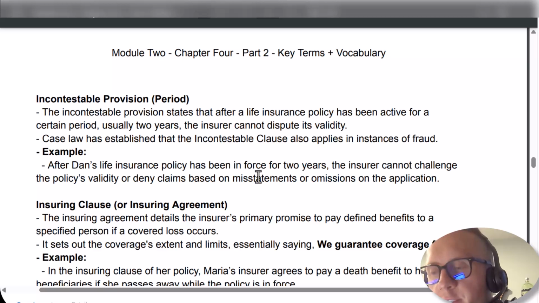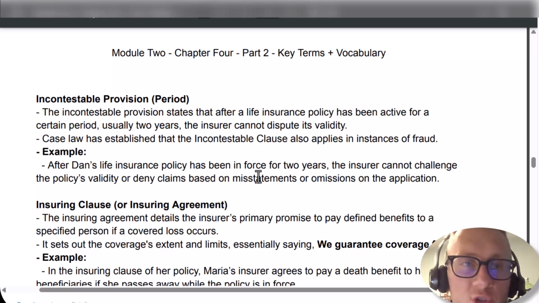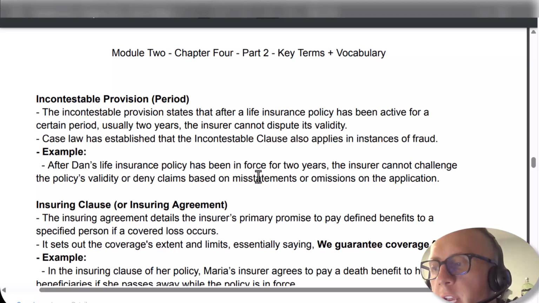Incontestable provision, or the incontestable period. The incontestable provision or period states that after a life insurance policy has been active for a certain period, usually 2 years, the insurer cannot dispute its validity. Case law has established that the incontestable clause also applies in instances of fraud. Example, after Dan's life insurance policy has been enforced for 2 years, the insurer cannot challenge the policy's validity or deny claims based on misstatements or omissions in the application.